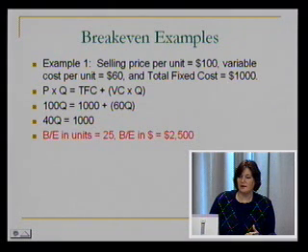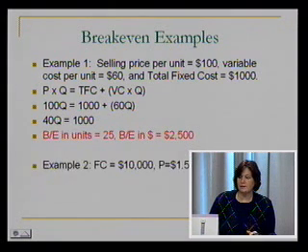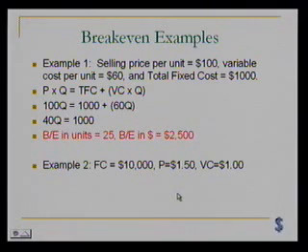So that would be 2,500. The second way we do a break-even is called a fixed cost contribution. We look at our fixed cost. In this example, it's $10,000. Our price is $1.50. Our variable cost is $1.